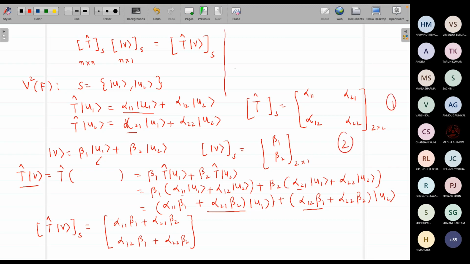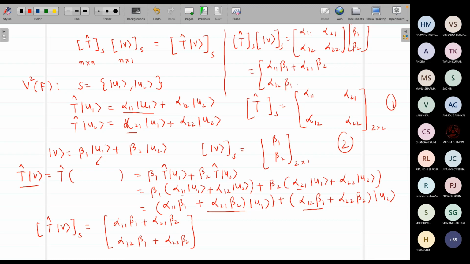So now do this, the matrix of T times the component vector of v, which is this. So you are doing what? The matrix alpha 1 1, alpha 2 1, alpha 1 2, alpha 2 2 times beta 1, beta 2. So you should get what? Alpha 1 1 beta 1 plus alpha 2 1 beta 2 and alpha 1 2 beta 1 plus alpha 2 2 beta 2. Compare your result of 3 and 4. This is 3 and 4. What do you get?